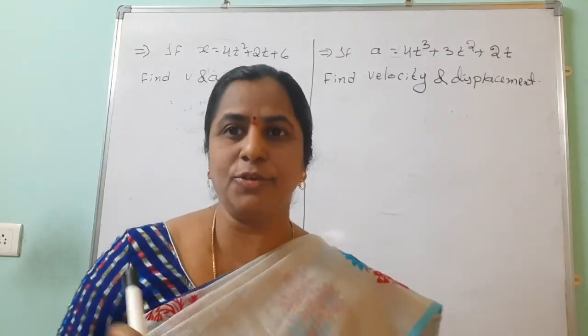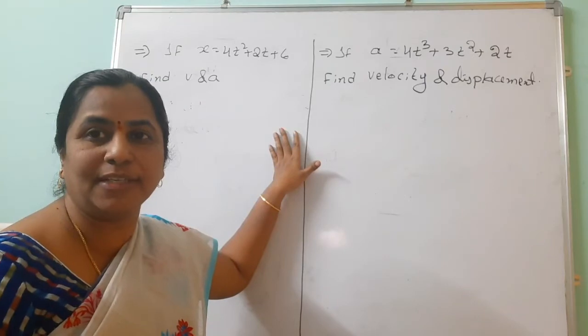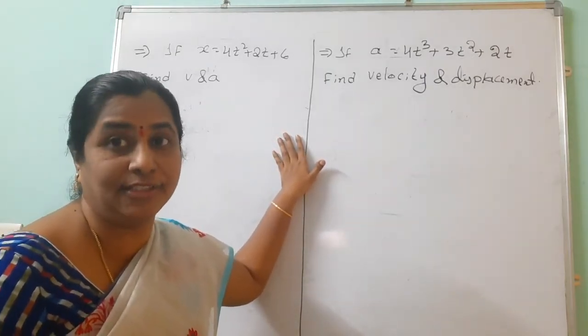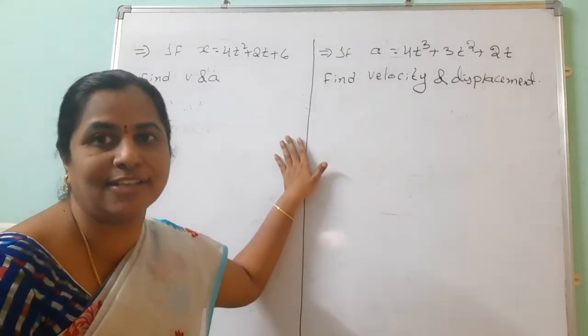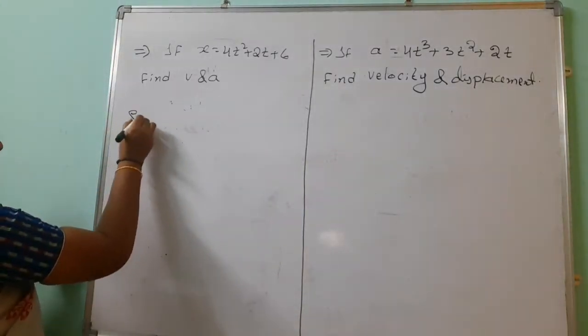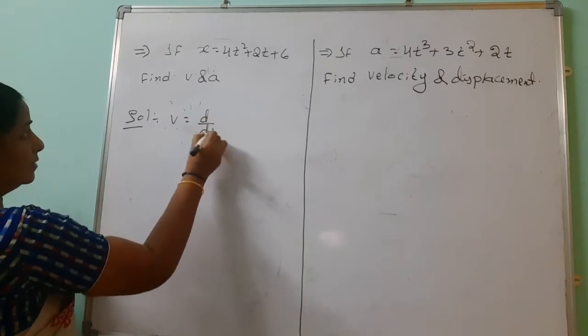Here we are discussing two problems. On one side I have written displacement, they have given an expression, and we should find out the velocity and acceleration. Differentiation of displacement is giving velocity. Differentiation of velocity is giving acceleration. So first we should find out what is velocity here: the rate of change of displacement.